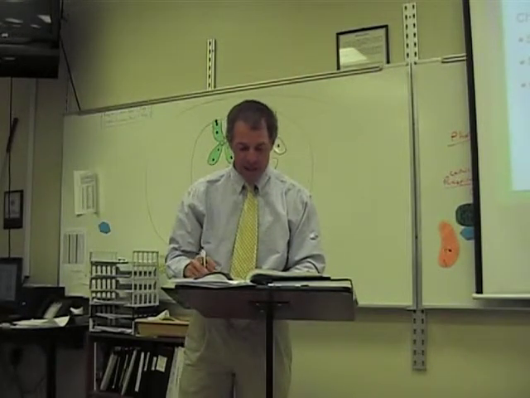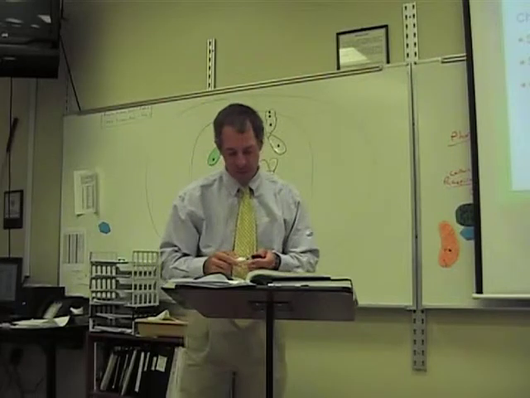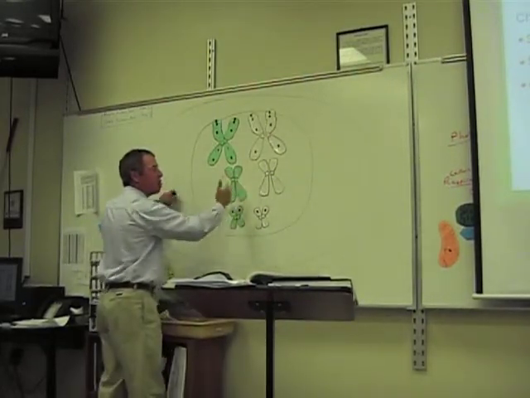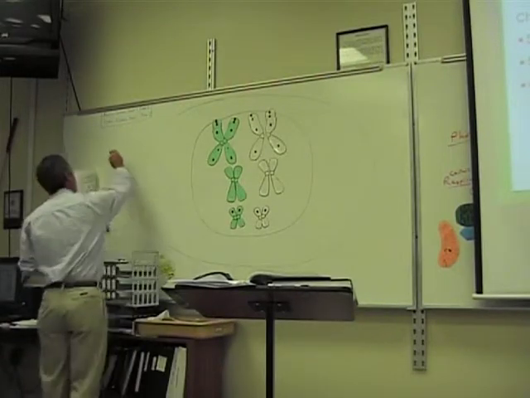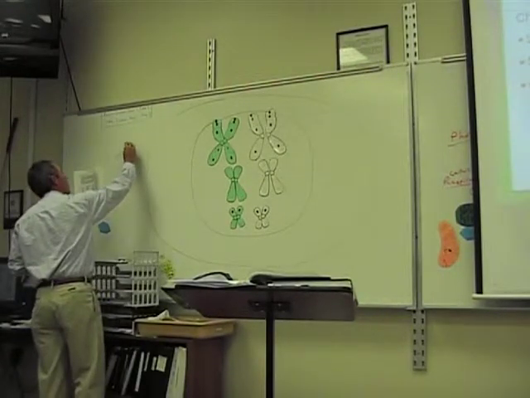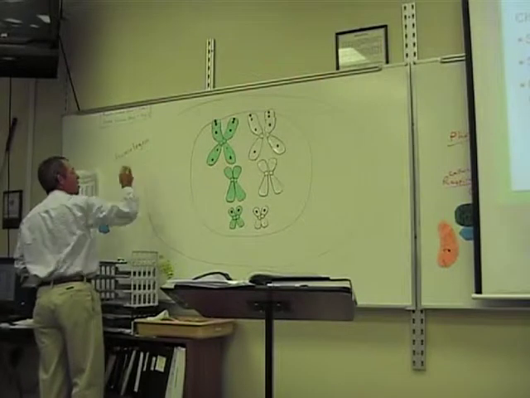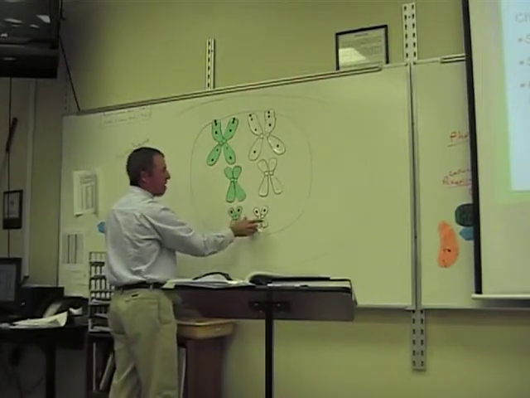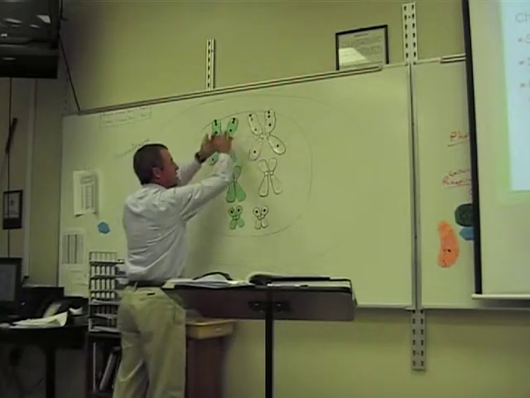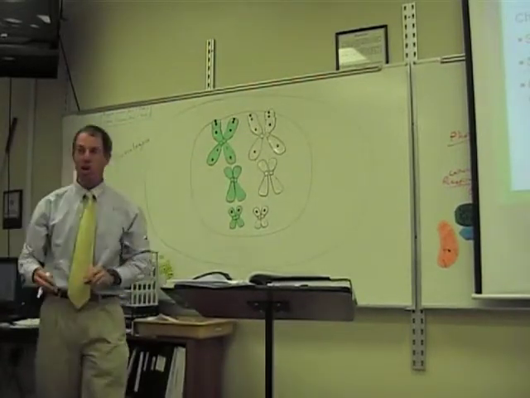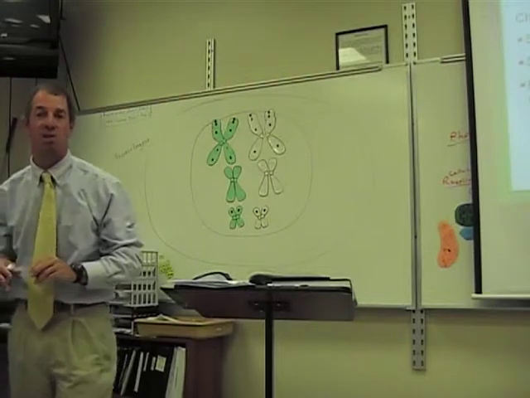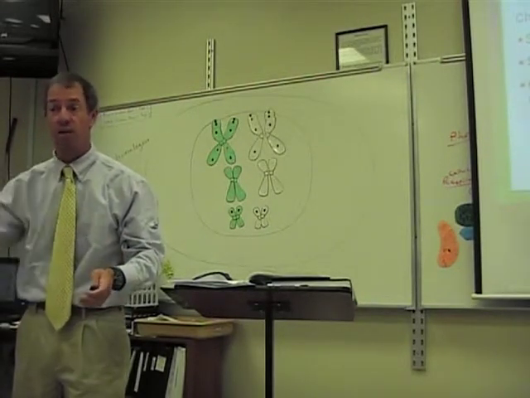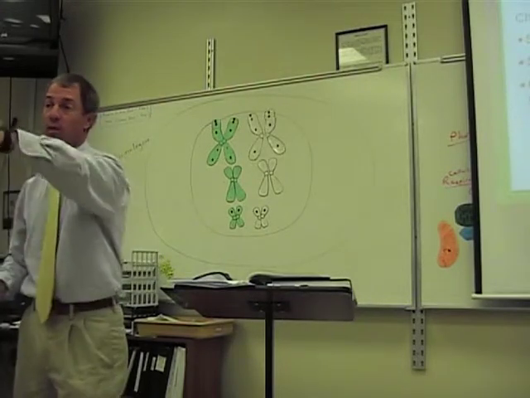So let's go into meiosis here. By the way, we call these matching chromosomes homologous. Homologous chromosomes, meaning matching. For instance, these two are homologous, these two are homologous, these two are homologous. You have 23 homologous pairs, 46 total chromosomes. You got 23 from your mom, 23 from your dad.